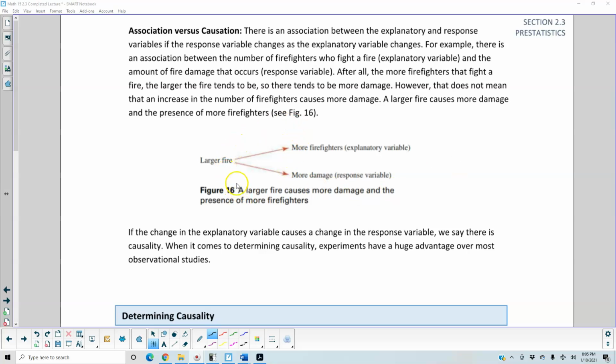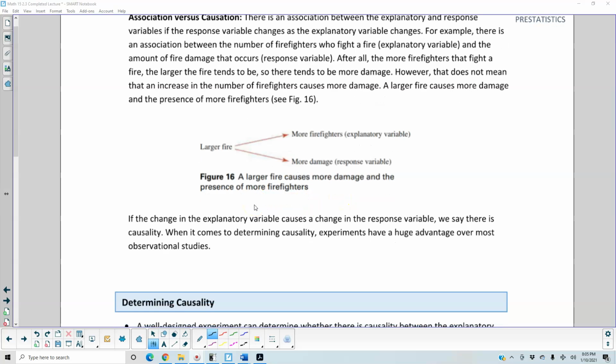So take a look at figure 16. Larger fire, more firefighters, explanatory variable. Larger fire, more damage, response variable. So a larger fire causes more damage in presence of more firefighters. Now, if the change in the explanatory variable causes a change in the response variable, we say there is causality.